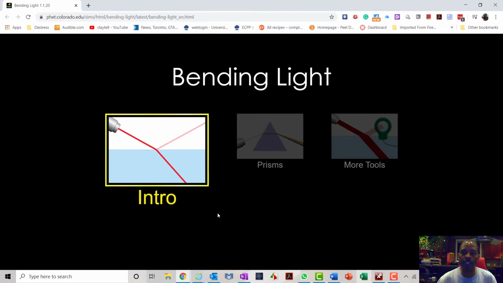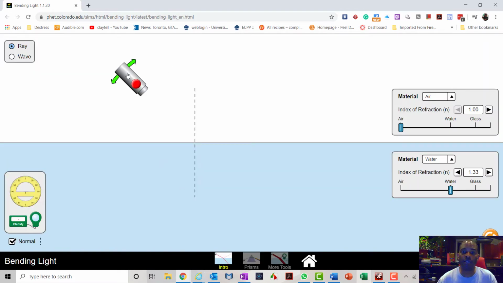PhET simulation. So with PhET simulation, you're going to follow the instructions. This is one of the initial activities. So you click on the intro and you start playing with this laser, and you click on this button and you're going to move it around. This is air up here. This is water down here. This is the light or laser beam.